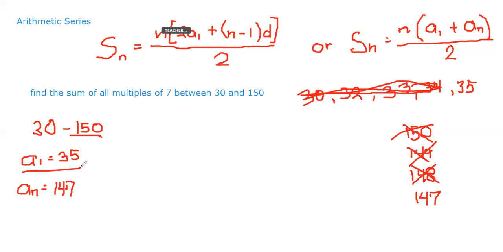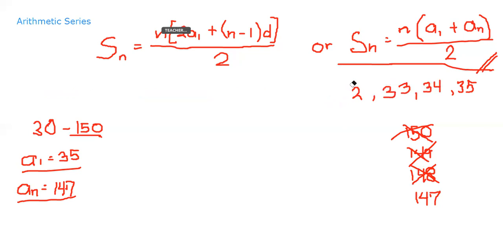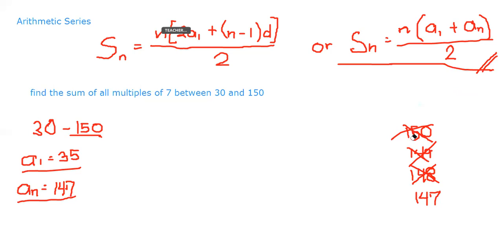Ngayon, meron tayong a sub 1, meron tayong a sub n, last term. Kung ito ang gagamitin natin formula, yung pangalawa, kasi may a sub n na tayo, pati a sub 1. Ano na lang kulang natin? Si n. Okay? Yung value ni n ang nawawala. Para malaman natin yung value ni n, babalik tayo sa kauna-una natin lesson sa arithmetic sequence.